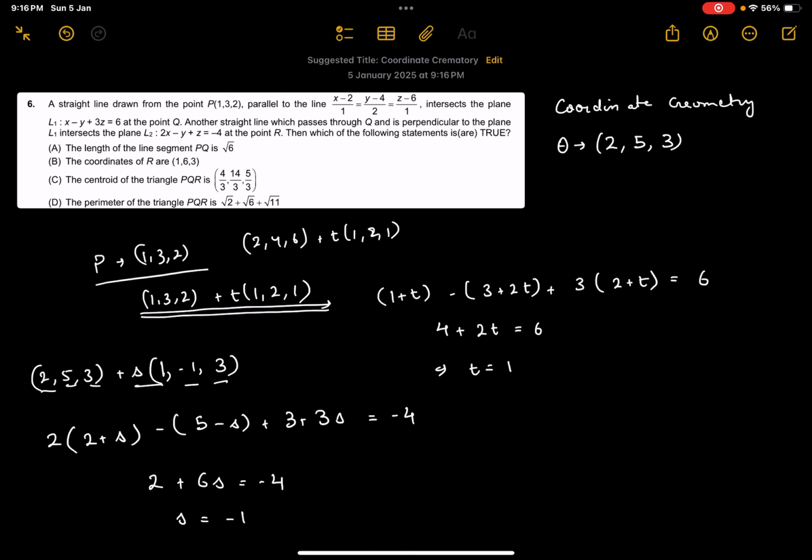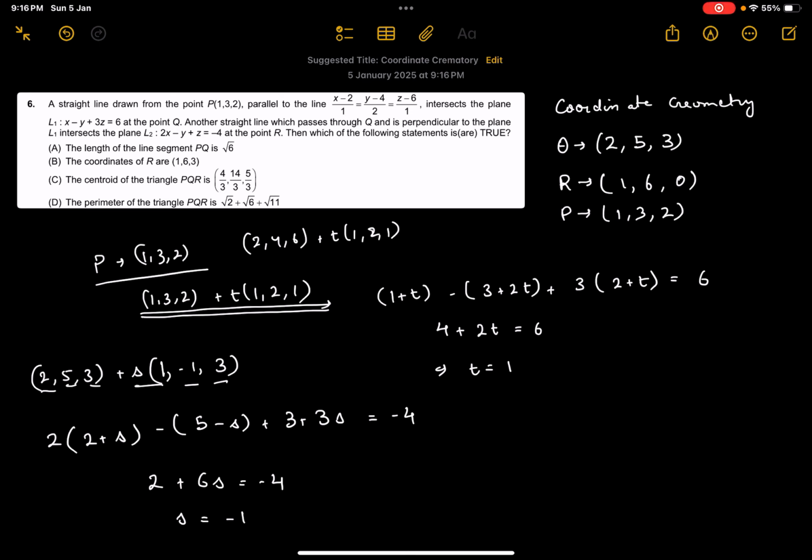Thus, our point R becomes 2 plus s, that is 1, 5 minus s, that is 6, 3 plus 3s, which is 0. Quick check, this point indeed lies on L2. Okay, so the point P we already have is (1, 3, 2). Quickly moving on to the options.